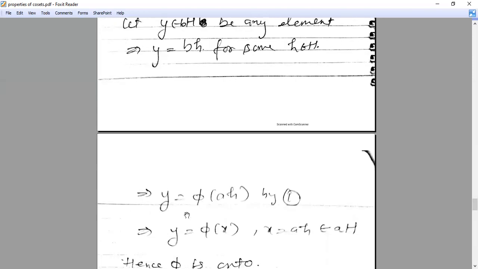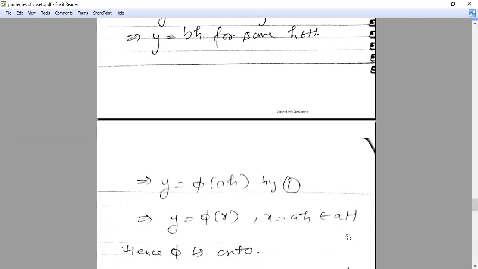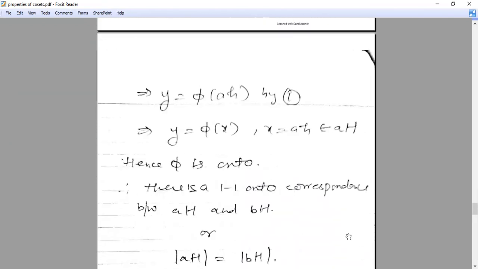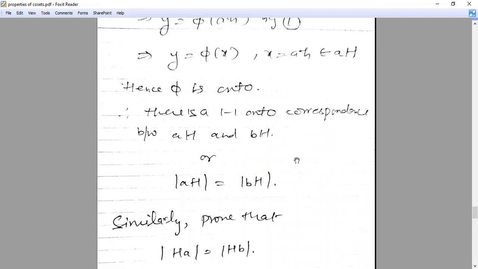That means this implies that y is equal to phi of ah. If you suppose that ah is some x, this implies that y is equal to phi of x, where x is equal to ah and ah belongs to capital aH. So you have written y as phi of x. x is coming from aH, and hence phi is onto. Hence there is a one-one onto correspondence between aH and bH. And if there is a one-one onto correspondence, that means there are the same number of elements in those cosets. So the order of aH is the same as the order of bH.